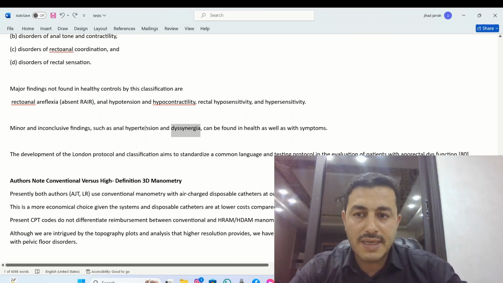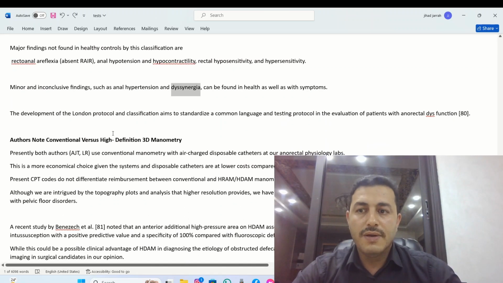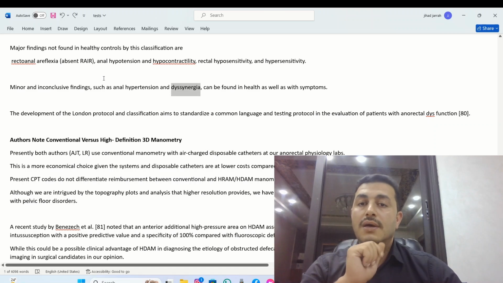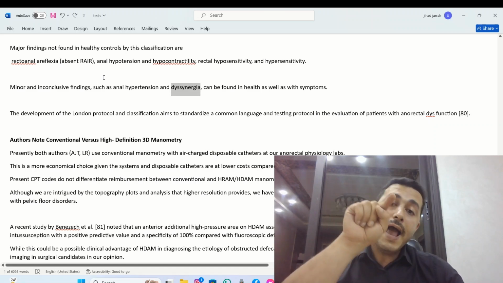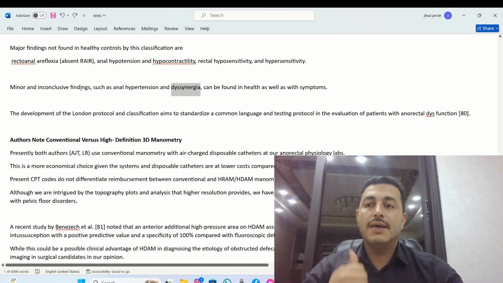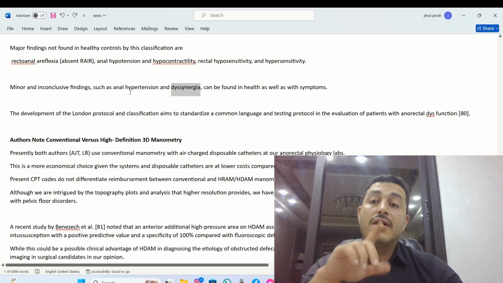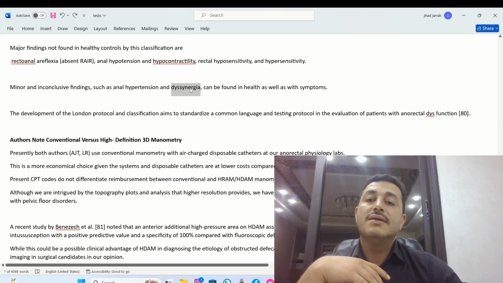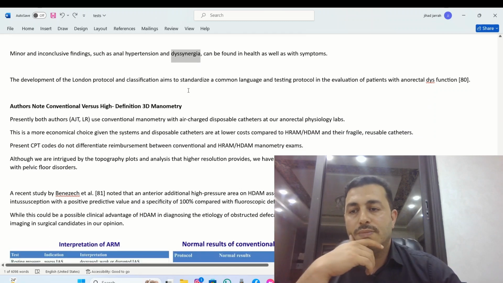Dyssynergia can be present, and the dyssynergic pattern of anal manometry can be present in an asymptomatic patient. Should we repeat them again? Major criteria: absent rectoanal inhibitory reflex, anal hypotension, rectal hyper- or hyposensitivity. Minor criteria: anal hypertension in a normal patient, and dyssynergia can be present in a normal patient.